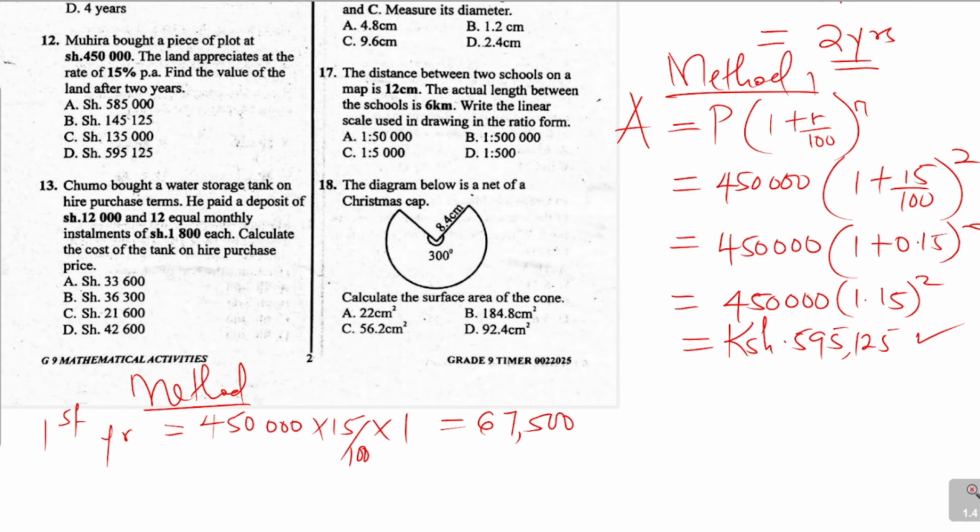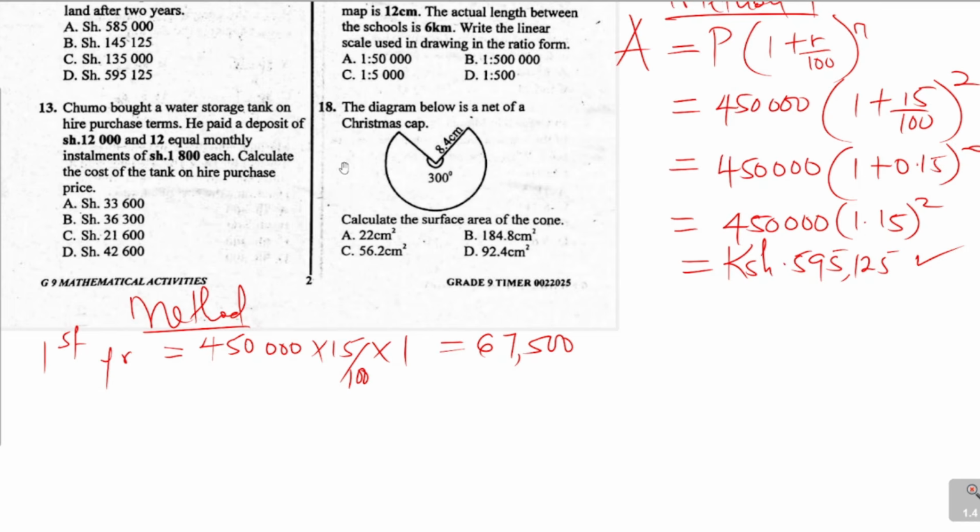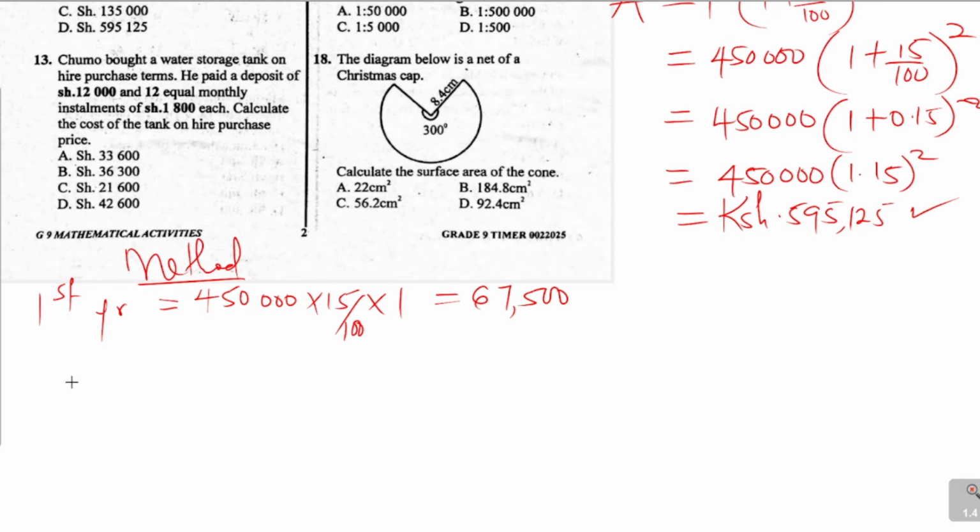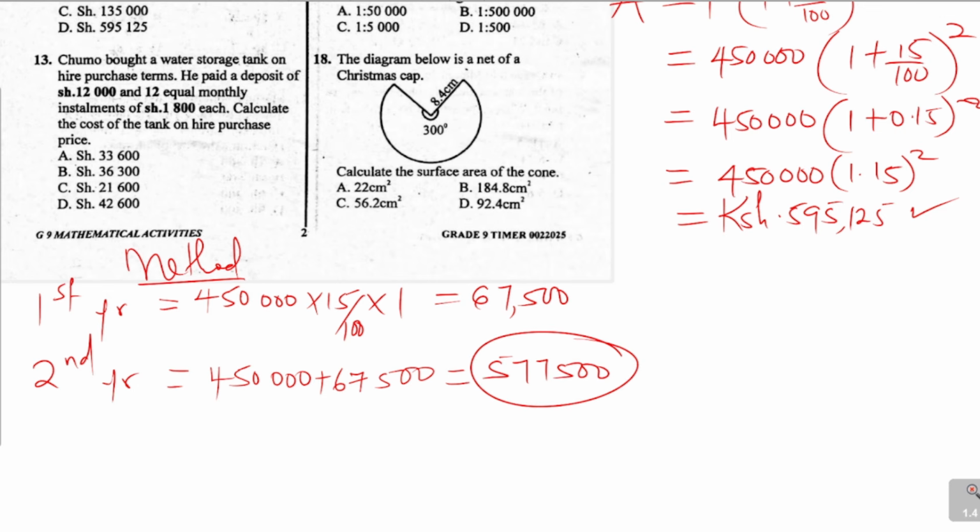So now when you're going to the second year, the amount will not be 450. It will be 450 plus the increase of 67,500. So this will be 577,500. So this now will be the amount you're going to use for the second year.